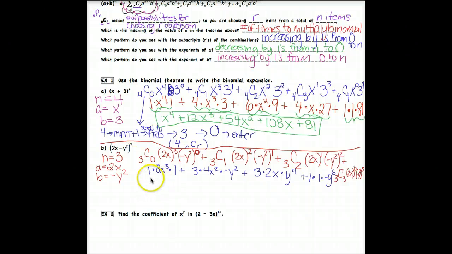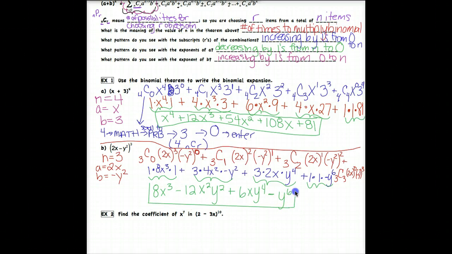So final simplification here, multiply those together, that gives me 8x cubed. Multiply these together, be careful of the negative. 3 times 4 times negative 1 gives me a negative 12, and then that's x squared y squared. Don't combine these bases that aren't alike. Here, 3 times 2 times 1 is 6. So 6x y to the fourth. And then over here, again, careful of this sign. That's a minus 1 and then y to the 6th.